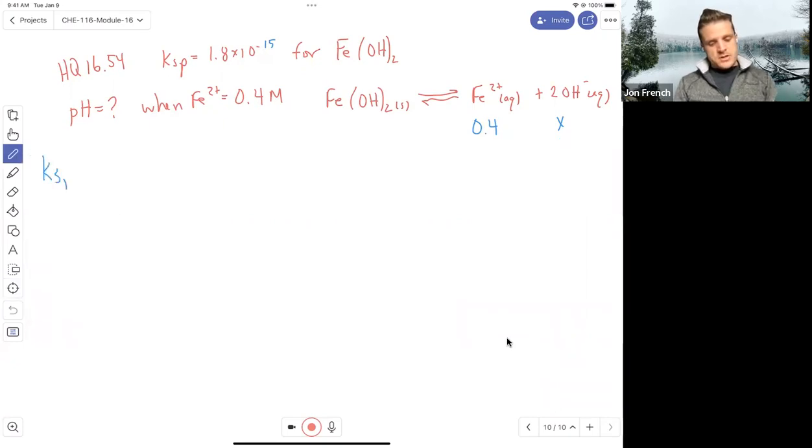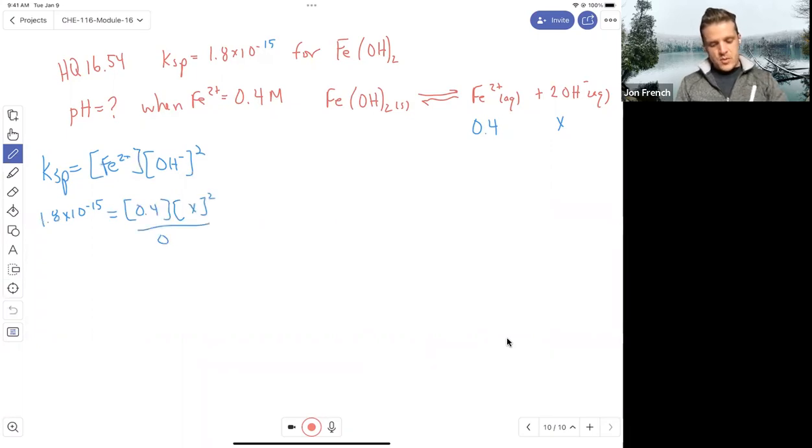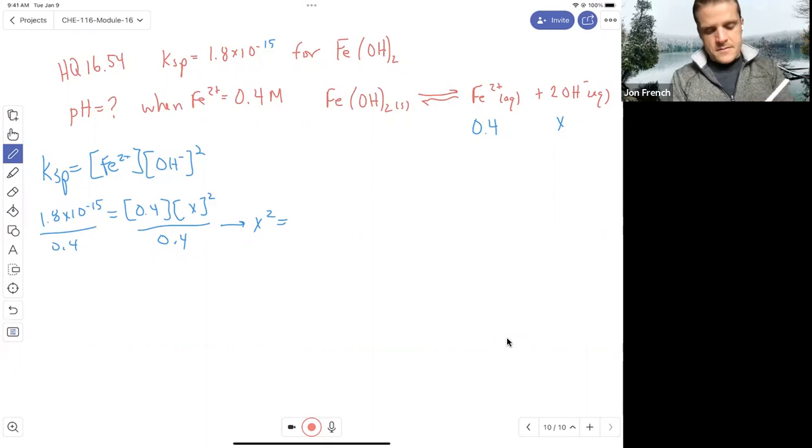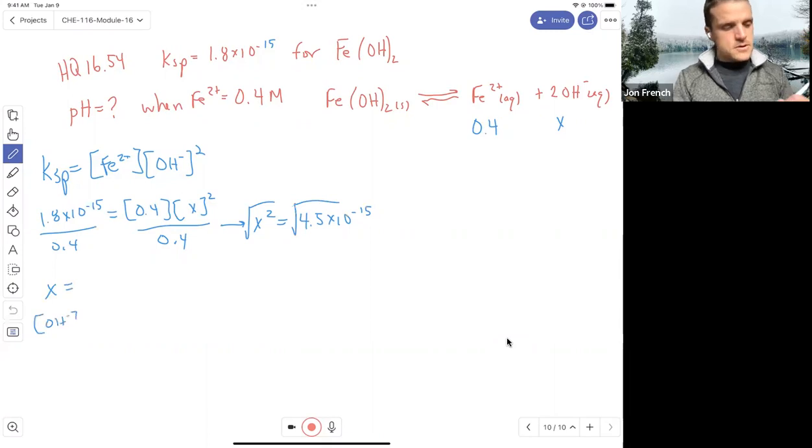So next I want my Ksp expression. So Ksp equals the concentration of Fe2+ times the concentration of hydroxide squared. My Ksp is 1.8 times 10 to the minus 15. That equals my iron concentration, 0.4, times my hydroxide concentration squared. Divide both sides by 0.4, and I get x squared equals 4.5 times 10 to the minus 15. Square root of both sides, and x, which is our hydroxide concentration, remember, x equals 6.7 times 10 to the minus 8 molar.